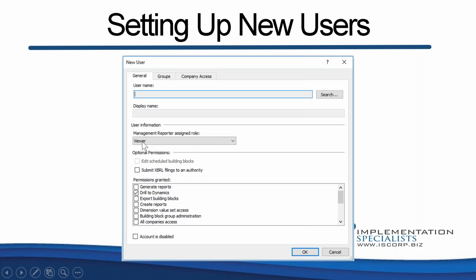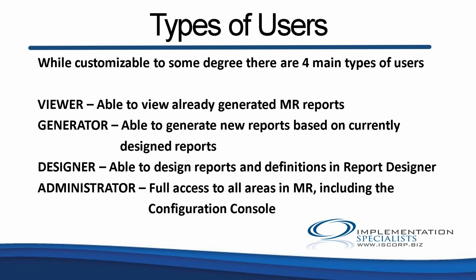Generally, when you select the role here, it'll determine what comes down there by default. And there are four roles, not rules, excuse me. Viewer: they are able to view already generated Management Reporter reports. Generator is able to generate new reports based on currently designed reports. The designer is able to design reports and definitions, such as row, column, tree, and report definitions, in the Report Designer. An administrator has full access to everything.